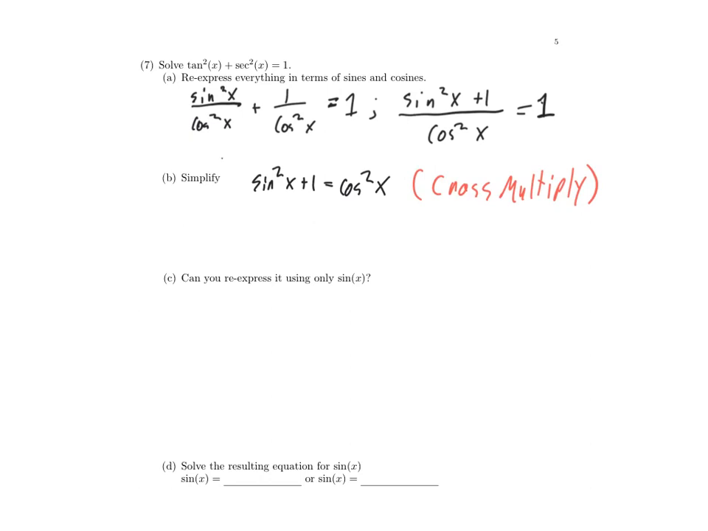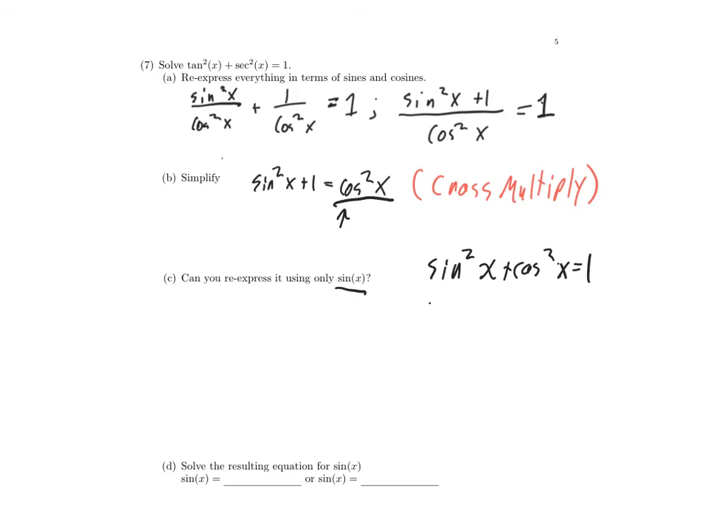I'll re-express it using only sine, so I'll want to get rid of this cosine. So what do I know about sine and cosine? Sine squared of x plus cosine squared of x is equal to 1. And if there's one thing that you should definitely, no matter what, always remember about trig functions, forevermore, it's that fact. Can you solve that for cosine squared? Because if you can, then you can get rid of that cosine squared.